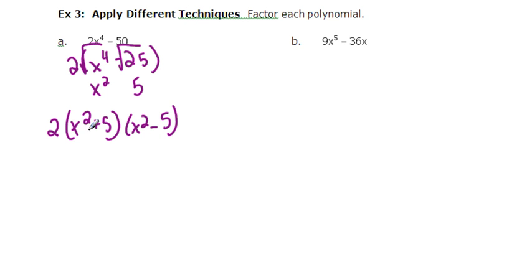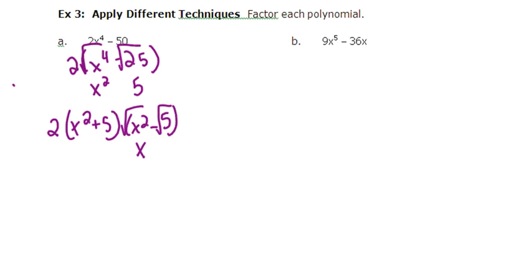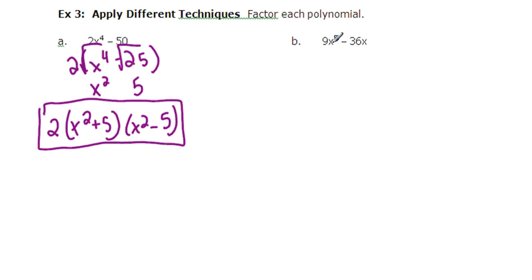Now this one, I cannot go any further because even though it has two terms, it has a plus sign. This one, it has two terms and a minus sign, so I check perfect squares. The square root of x squared is x. The square root of 5, if you check in your calculator, does not give me a nice number, so it's not a perfect square. So that means I can't break this down anymore. So that means my answer is just this. So I can't do perfect squares, or the difference of two squares, more than one time here.